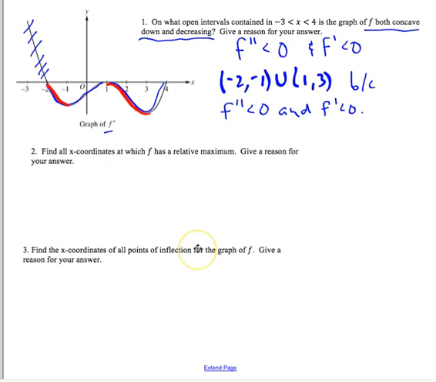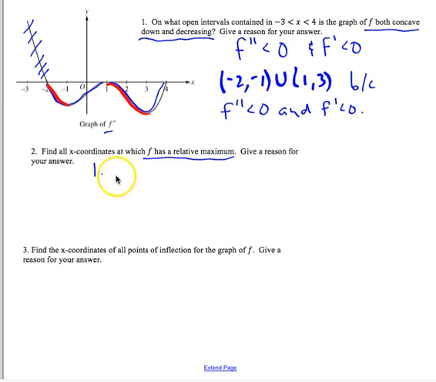Let's try question 2. Find all x coordinates where f has a relative maximum. Give a reason for your answer. So once again, we're going to underline the question. The question was, when does f have a relative maximum? We're using the table that's given in the teaching strategies. We know that there are a couple of things we have to check for.